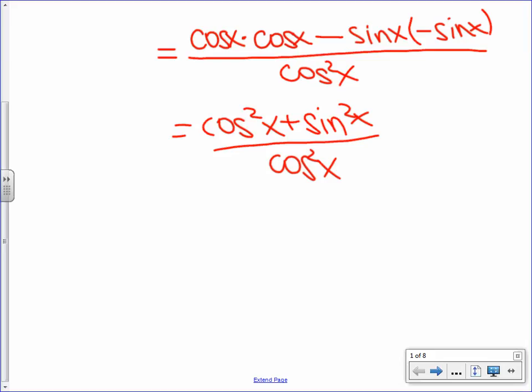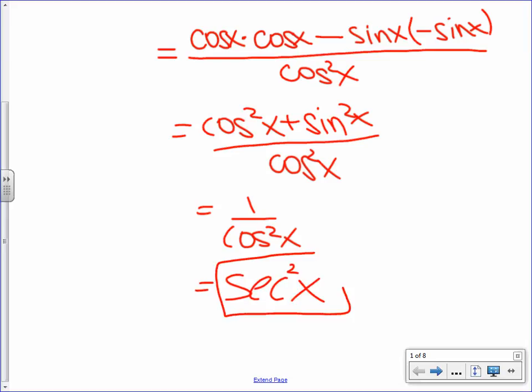What is cosine squared plus sine squared? 1. What's 1 over cosine squared? The derivative of tangent is secant squared. Find out where sine squared over cosine squared came from, because cosine squared plus sine squared equals 1.